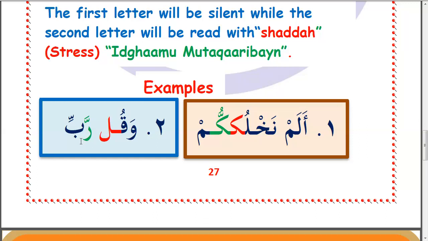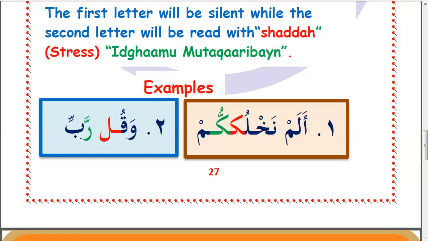Idghaamu Mutaqaaribayn is to avoid digression from one particular letter to another. They are now made one, mashed together. So this kind of idgham, you call it Idghaamu Mutaqaaribayn, assimilation of two close letters.